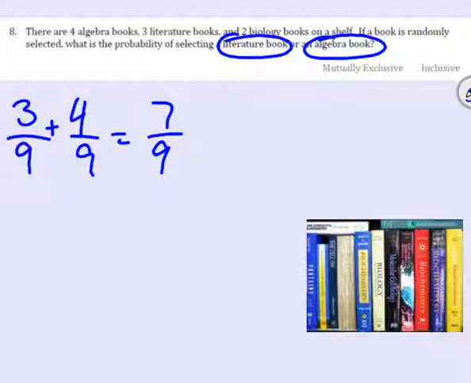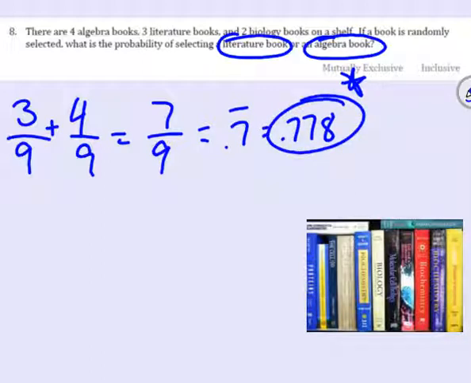Do I need to subtract any? Do you think some books have literature and algebra in them? Good guess, they don't. So this is a mutually exclusive one, and it's going to be 0.7 repeating, or 0.778 if you want to round to 3. A lot of times with probabilities, we'll round to 3 decimals if it's not a perfect one. If it's a repeating one, you can put the repeating symbol. I won't mind that at all.